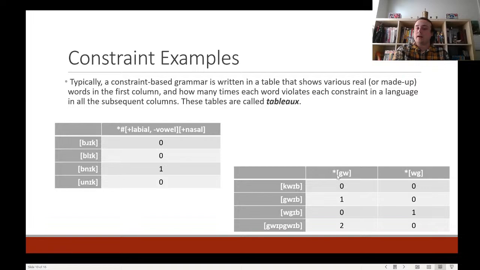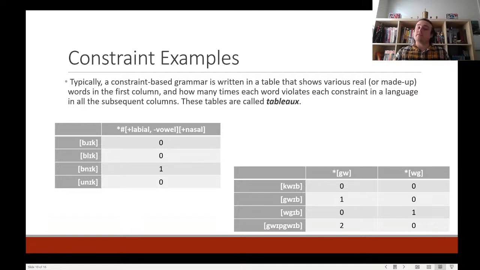Gwib violates the gwa constraint, but not the wug constraint. And wugib violates the wug constraint, but not the gwa constraint. So we've got 1 here for that one, 1 in this other column for that one. And if we had more constraints, we would just add in more columns here. Our last word here, gwip-gwib, has 2 violations of our star gwa constraint. So you go through, you find that gwa, that's a violation. You find this gwa, that's a violation. And you just keep on adding as many as you need. As many as you count in the word goes into the cell where the word and the constraint intersect in our table.